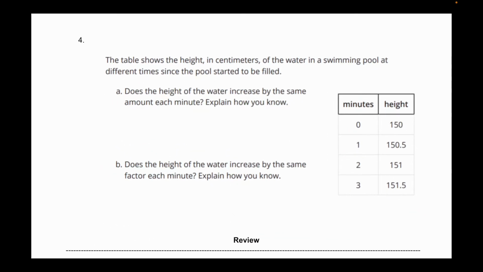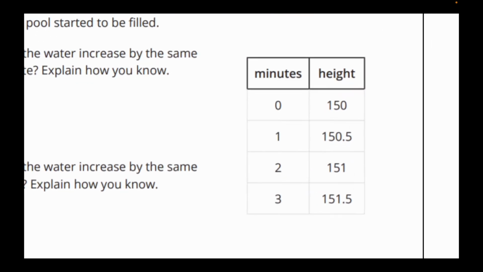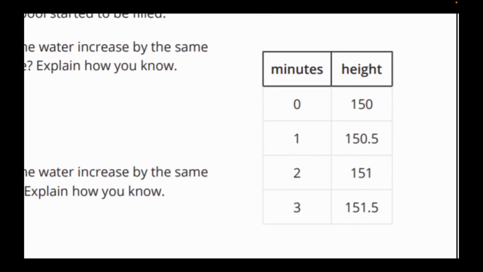We have a table showing height in centimeters of the water in a swimming pool at different times since the pool has started to be filled. And now they're asking, does the height increase by the same amount each minute? And explain how we know. And then does it increase by the same factor? And explain how we know. So let's look at this and look at how we can tell what it's changing by each minute.